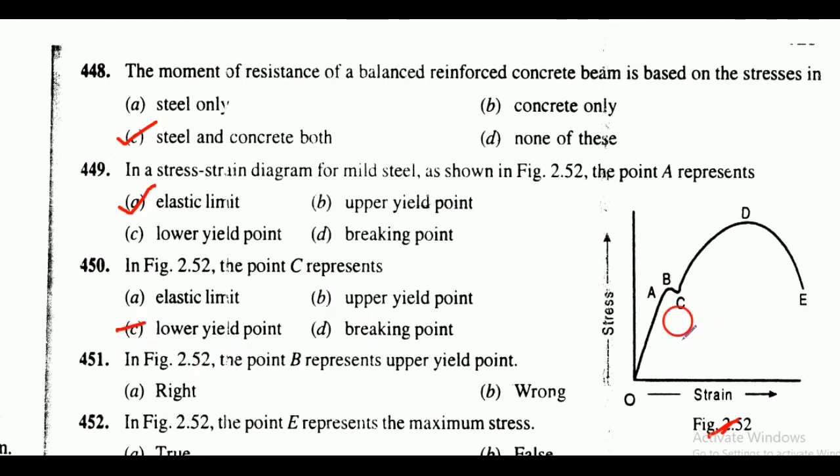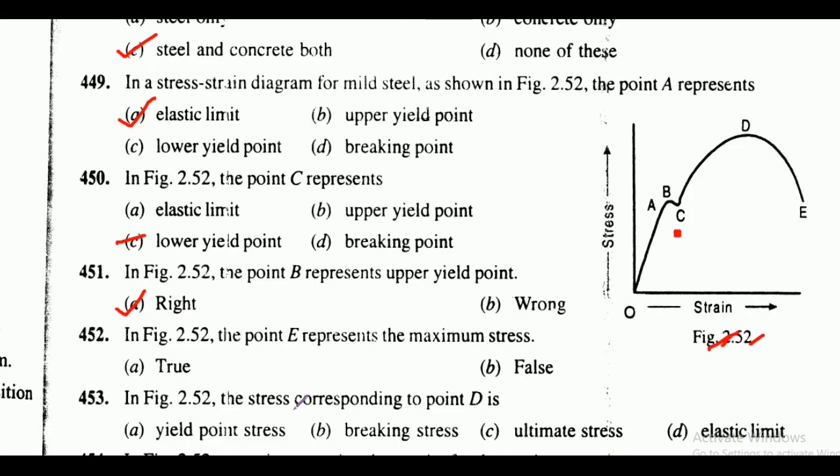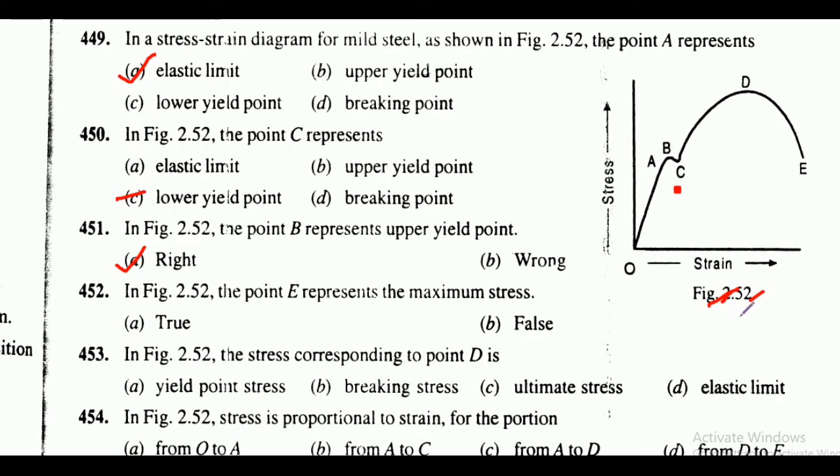Next is, in figure, this figure again, the point B represents upper yield point, right or wrong? So here this statement is correct. So option A is the correct answer, that is right. Okay, next is, again for this figure friends, here question number 452, the point E represents the maximum stress, true or false? So here friends, correct answer is option B, that is this statement is wrong.